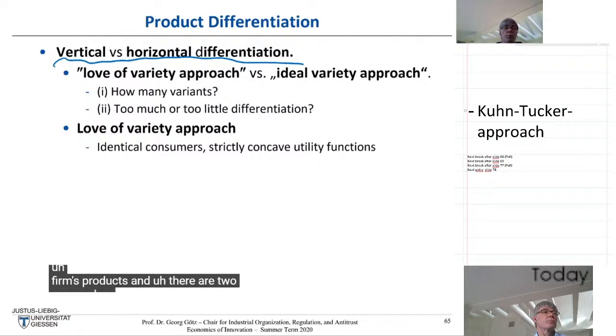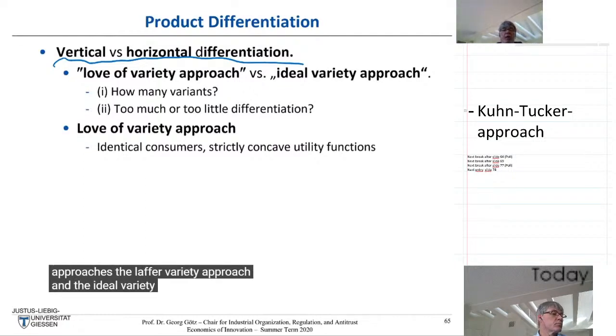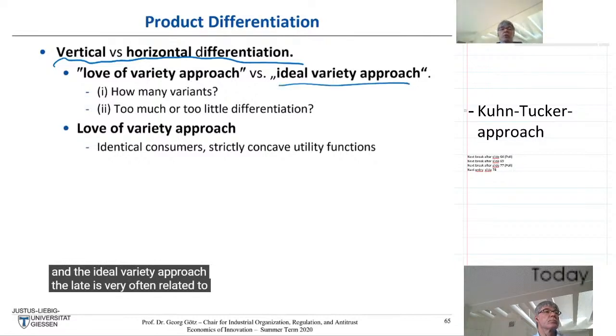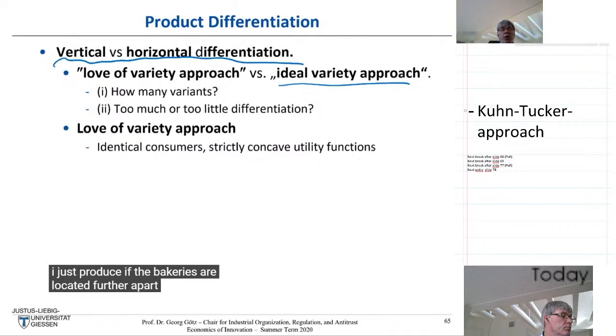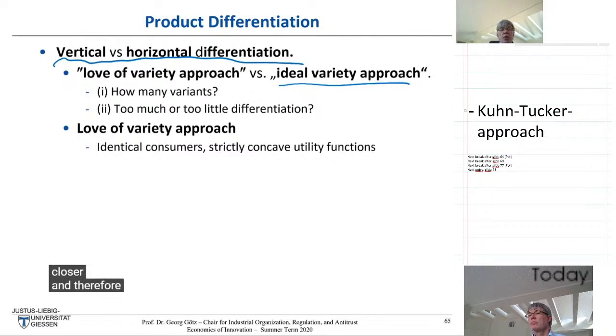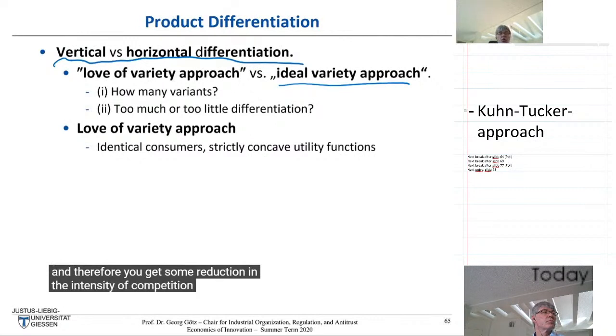There are two approaches, the love of variety approach and the ideal variety approach. The latter is very often related to spatial competition. In the IO course, I discuss a lot about the so-called Hotelling model. This is just an example of the bakery I just produced. If the bakeries are located further apart, you have an ideal variety. Actually, you would want a bakery just next to your house. That would be your ideal variety, and typically the assumption is, given prices are equal, you just visit the bakery which is closer.